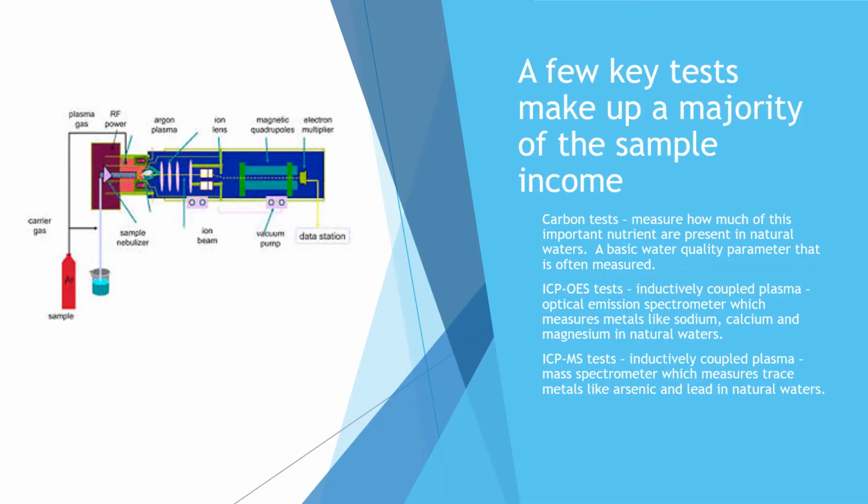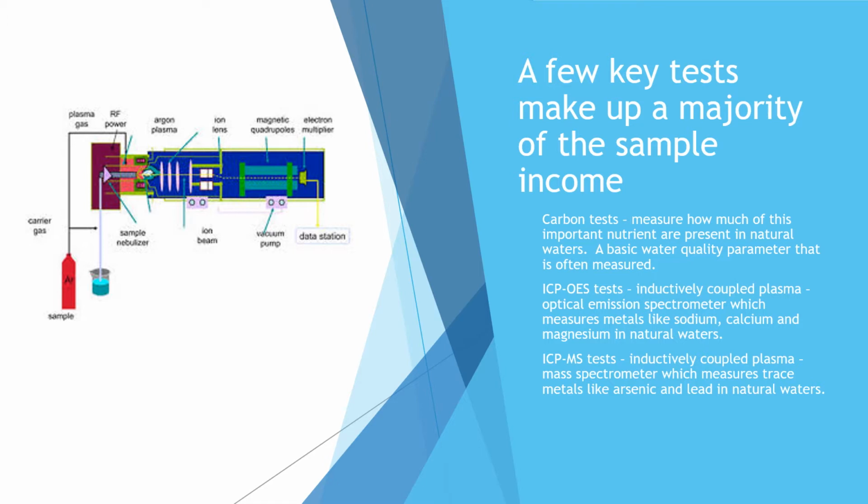So there are a few key tests that make up the majority of sample income, and these are a few of those tests. One of those tests is carbon tests, and measuring carbon in water samples is important because this is a nutrient that's present in natural waters, and it gives you some idea about the health of waters, and so this is a really often requested test.